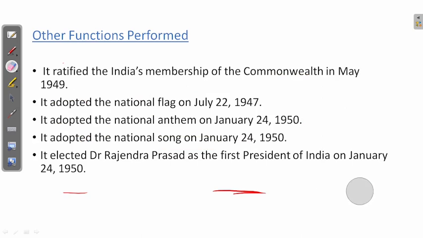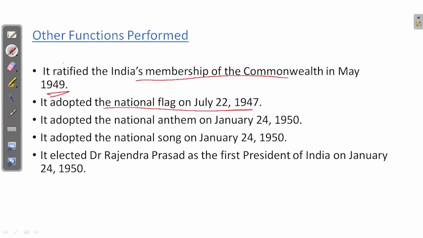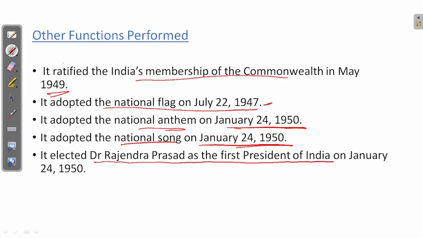Next, we'll see the functions performed. It ratified India's membership of the Commonwealth in May 1949. See, these are some of the facts; we'll just go through them. It adopted the national flag on July 22nd, 1947. It adopted the national anthem on Jan 24th, 1950. The national song on Jan 24th, 1950, the same day. Rajendra Prasad was elected as the first president of India on Jan 24th, 1950. Three events happened on Jan 24th, 1950.